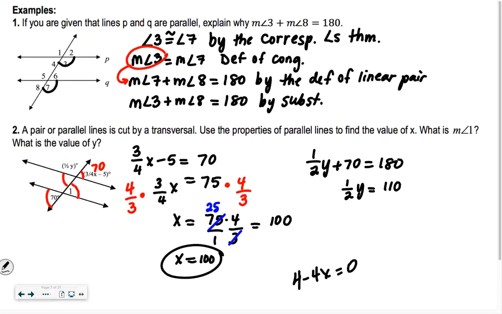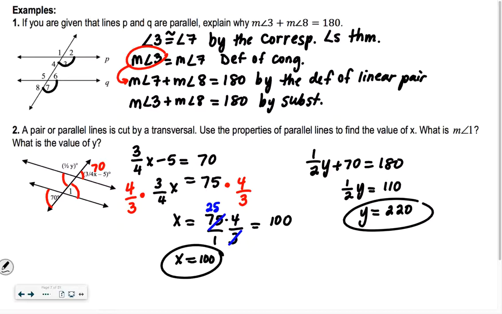So what this is saying is half of a number equals 110. Half of what number gives me 110? 220, right? So you can think of dividing by 1/2 as the same as multiplying by 2, or you can think about it in that way, right? So y is equal to 220 and x is equal to 100.